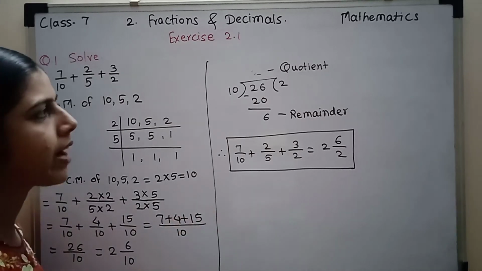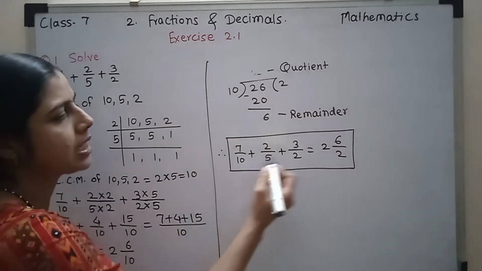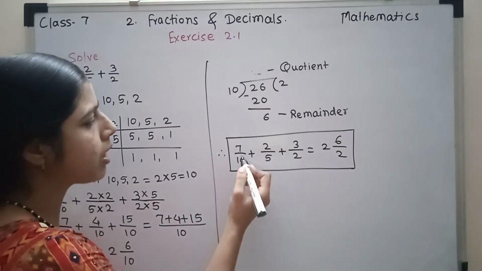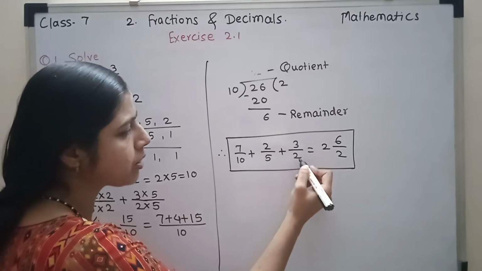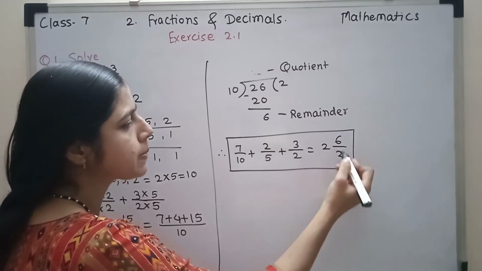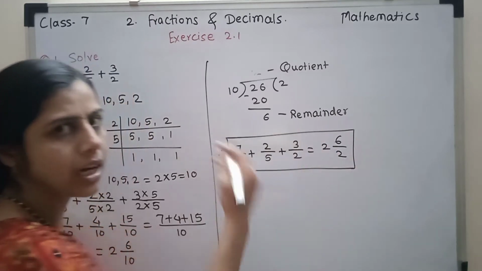So whenever you get the final answer, you always write the question equal to the answer. So 7 upon 10 plus 2 upon 5 plus 3 upon 2 equals 2 6 by 10. Always highlight your answer.